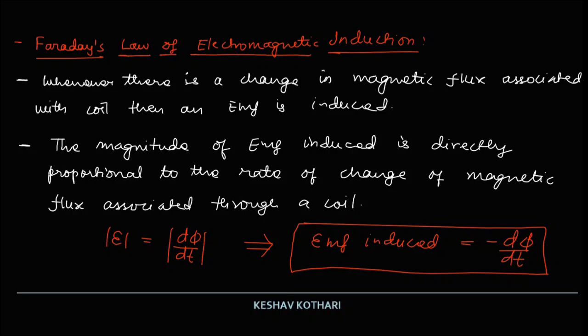So this is the mathematical definition which we write over here. The negative sign is attributed due to Lenz law, because Lenz law states that when the magnetic flux through a loop changes, a current is induced in the loop such that it opposes the cause producing it. Basically, the statement of Lenz law can be stated as: whenever the magnetic flux through a loop changes, a current is induced in the loop such that the magnetic field due to the induced current opposes the change in the magnetic flux through the loop.